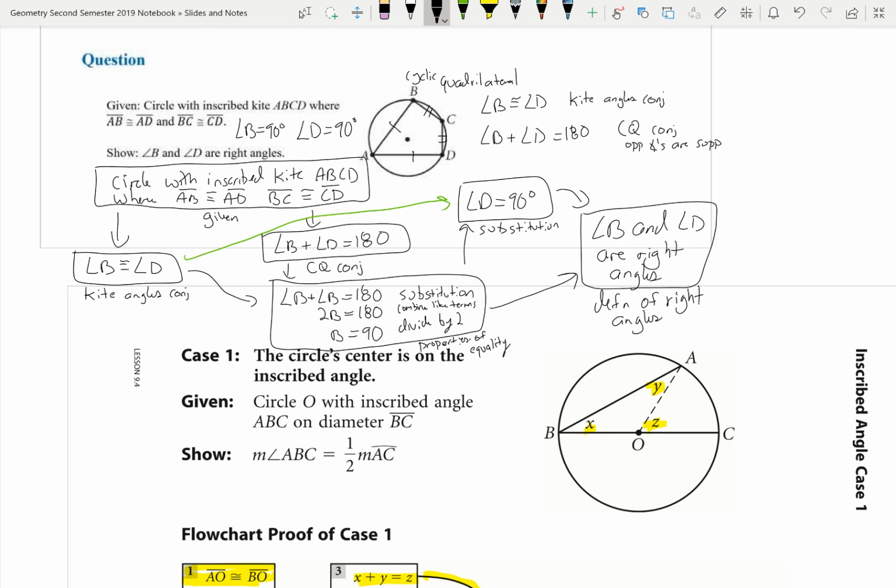And so in this proof, before we listed out what we observed, including the fact that it was a kite, that it was a cyclic quadrilateral. We looked back at conjectures about kites, and we found there was a kite angles conjecture that we could use. We also did some substitution, properties of equality, and we have our proof.